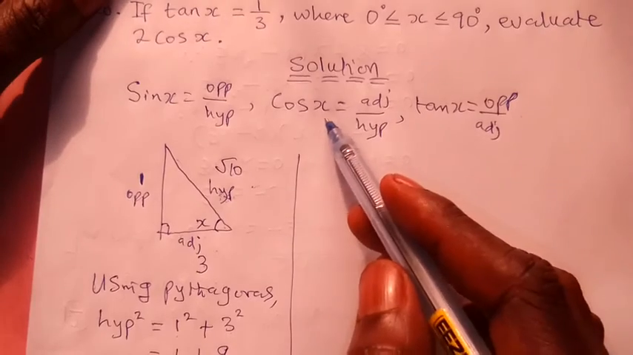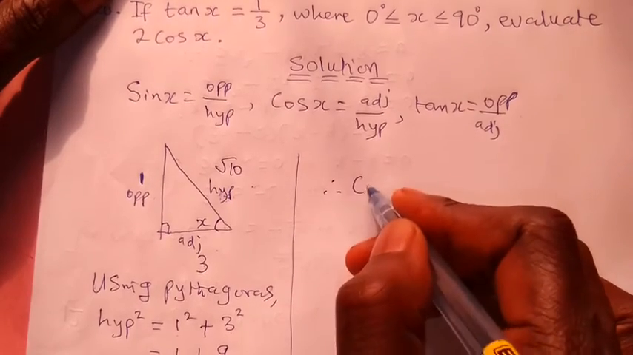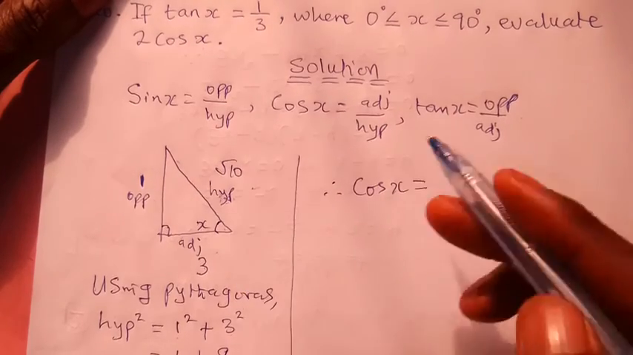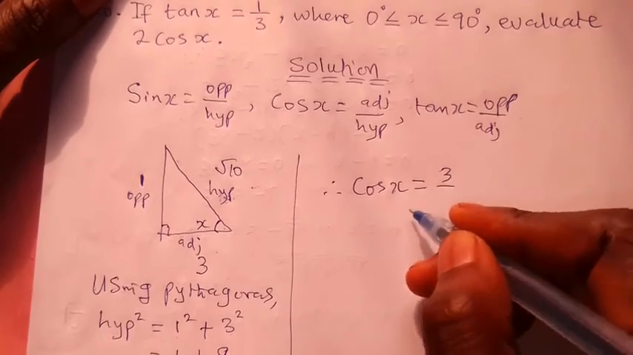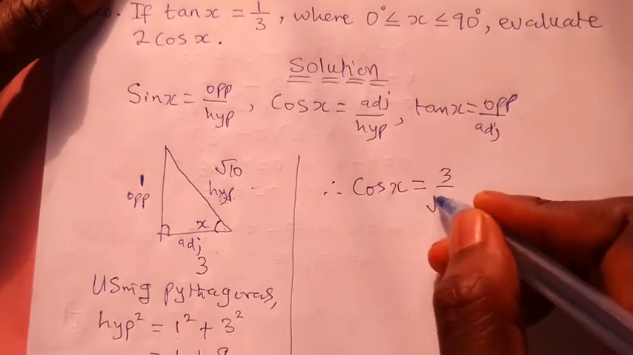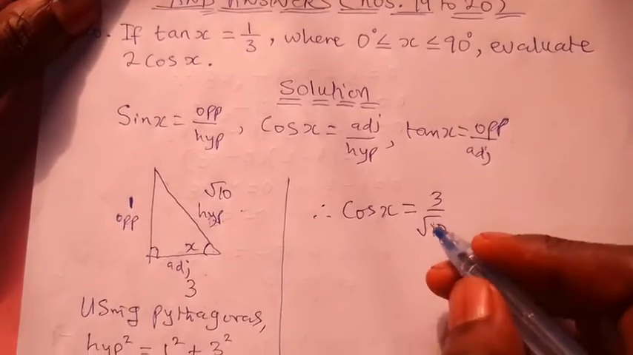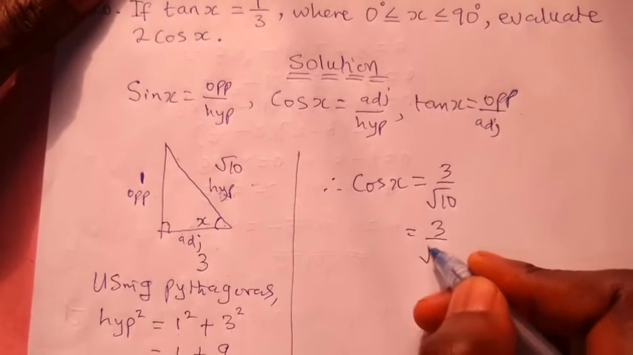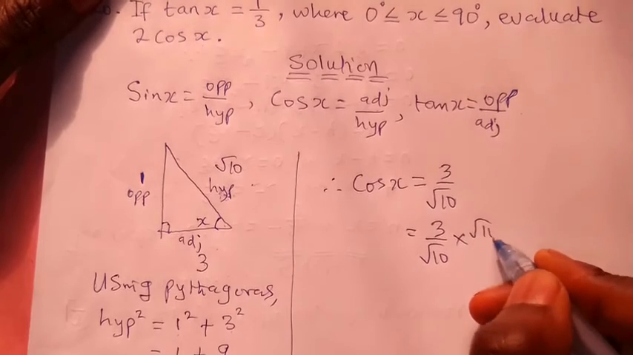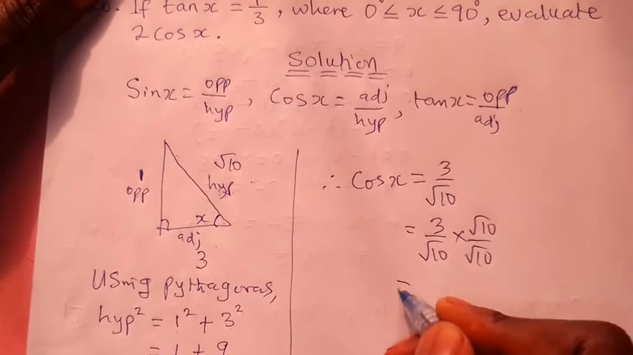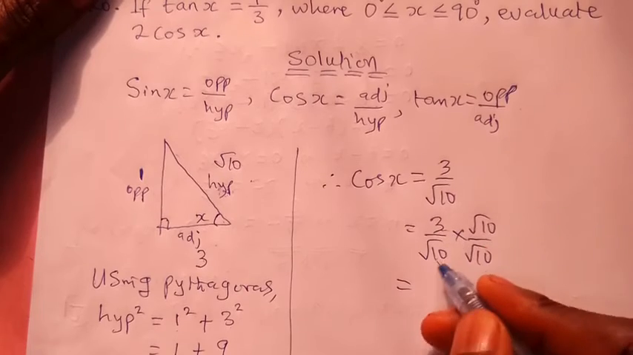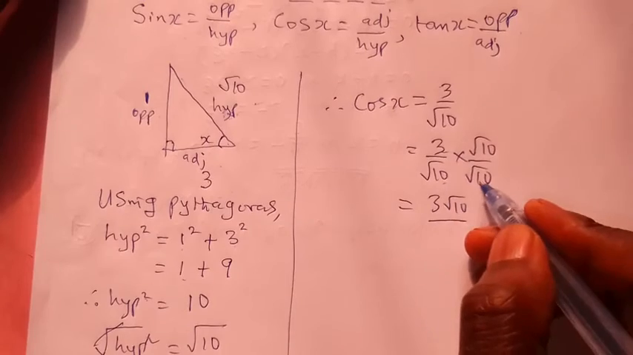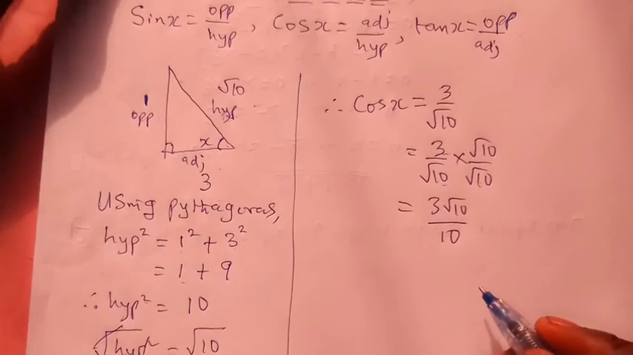We can now get our cos x. So therefore, our cos x will become adjacent, 3, upon hypotenuse, which is root 10. And from our studies on surds, we have to rationalize this. So this will become 3 upon root 10 multiplied by root 10 upon root 10. In doing this, we're going to have 3 times root 10, that will give us 3 root 10. Then root 10 times root 10 will give us 10.